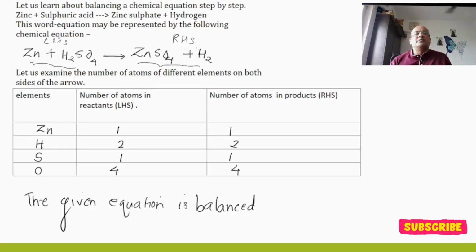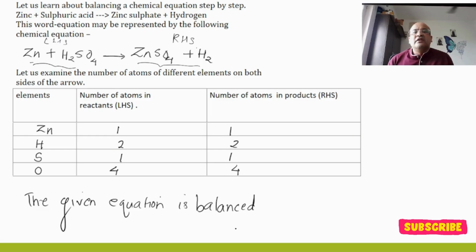So the number of atoms of zinc on both sides is 1. Number of hydrogen, you see 2 here and 2 here. So 2 I have written here. Sulfur, 1 sulfur here and 1 sulfur on the right hand side. Oxygen 4 on both sides. So what I see here is that the number of atoms for each element on the left hand side and the right hand side remains the same. So we can say that the given equation is already balanced.